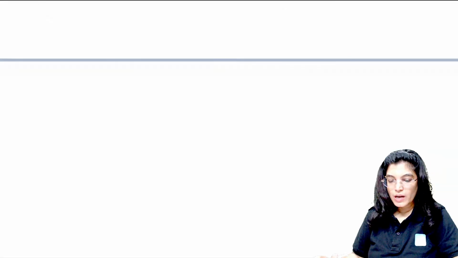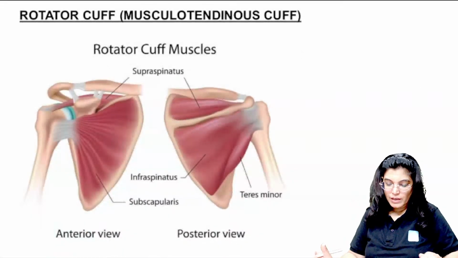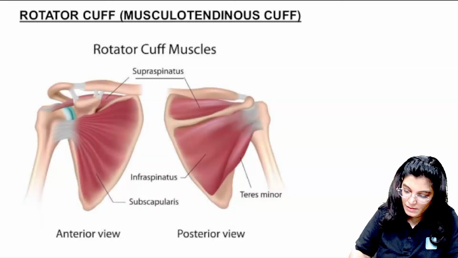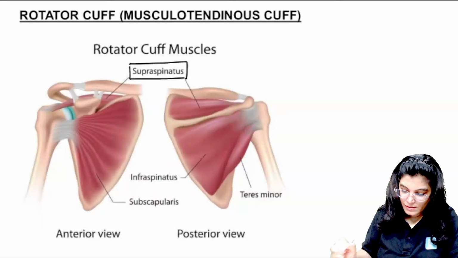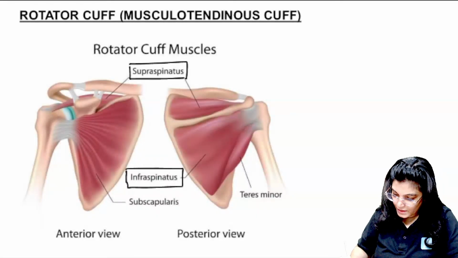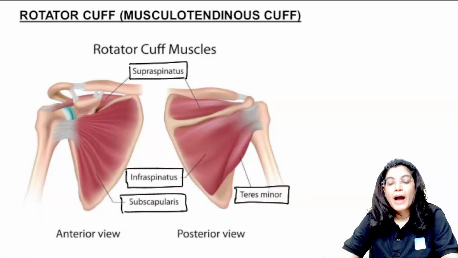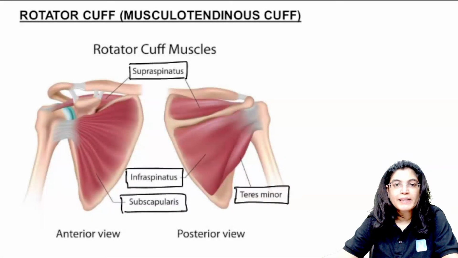Now next muscle which I want you to know is supraspinatus muscle. So we have finished with the deltoid muscle. Now I want you to know about supraspinatus muscle, infraspinatus muscle, teres minor muscle, and the subscapularis muscle. Why? Because these are the four rotator cuff muscles. The other important muscles are supraspinatus, infraspinatus, subscapularis, and teres minor muscle.